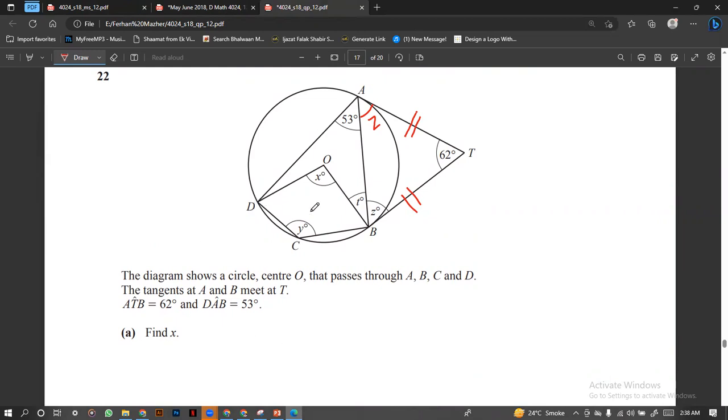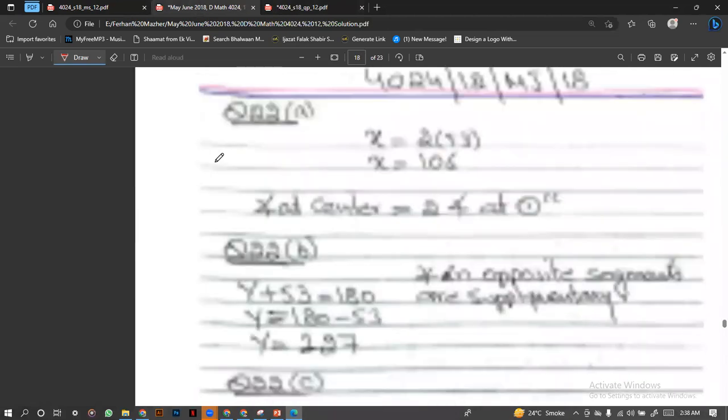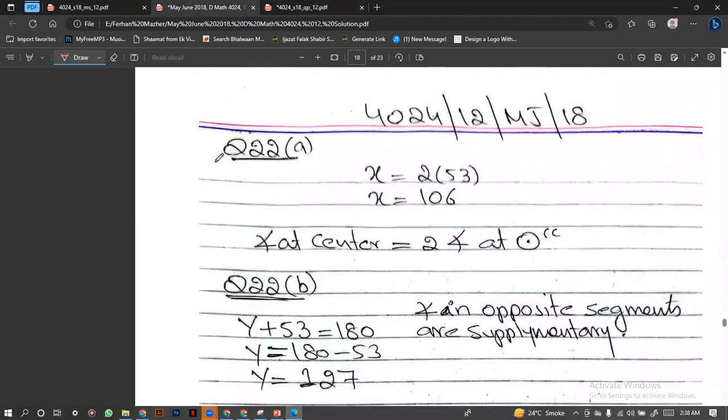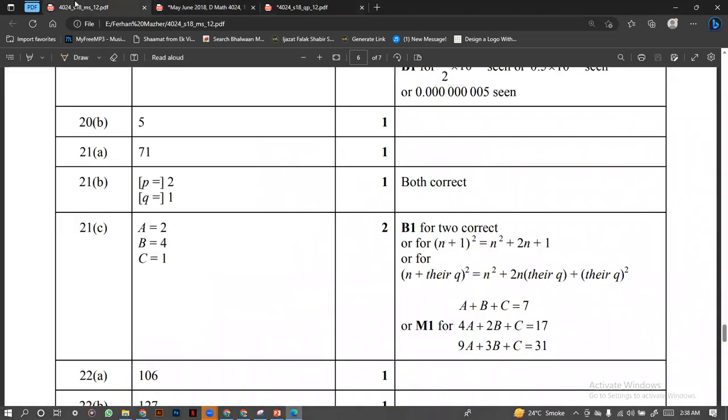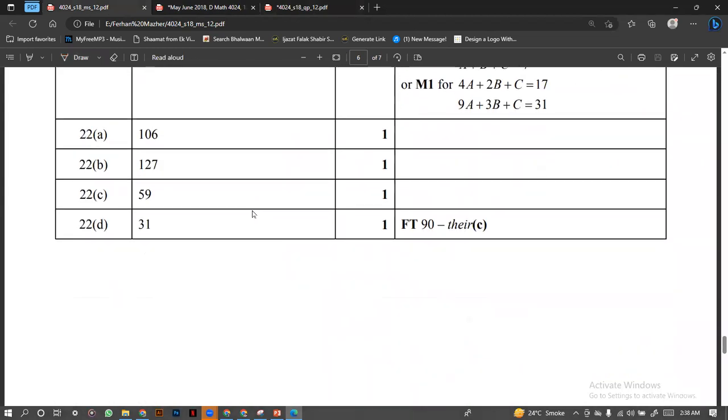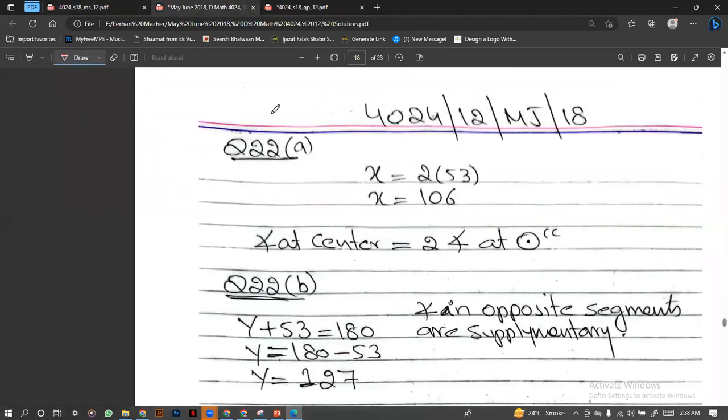Can you see this chord DB? The chord DB went to the center, the angle is x. The chord DB went to the circumference, the angle is 53. The angle at the center is 2 times the angle at the circumference. So x will be equal to 2 times 53, and that will be 106. And the reason is angle at the center is 2 times angle at the circumference.